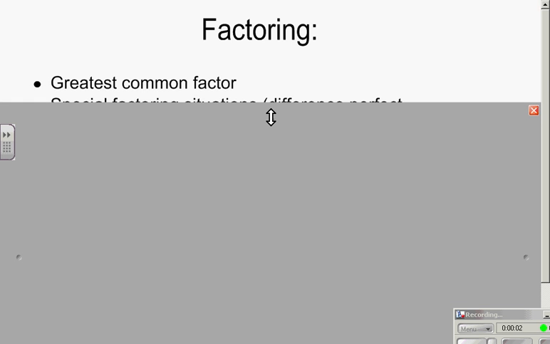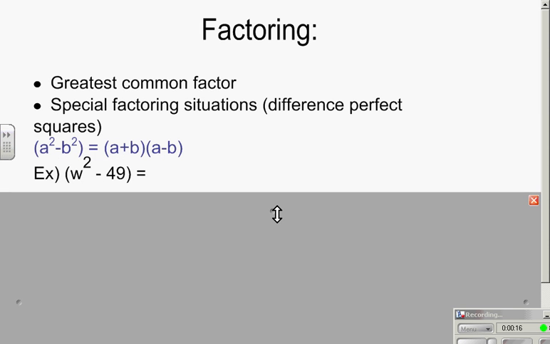All right, we are going to start today's lesson with factoring. Now, you've done factoring in the past, and the first place we always start with is looking for a greatest common factor. Another thing we're going to be looking for are special factoring situations, and the one we'll be looking for the most is the difference of perfect squares. And this is where I have a number squared minus a number squared, and that will become a plus b times a minus b. Basically the square root plus and the square root minus every time.